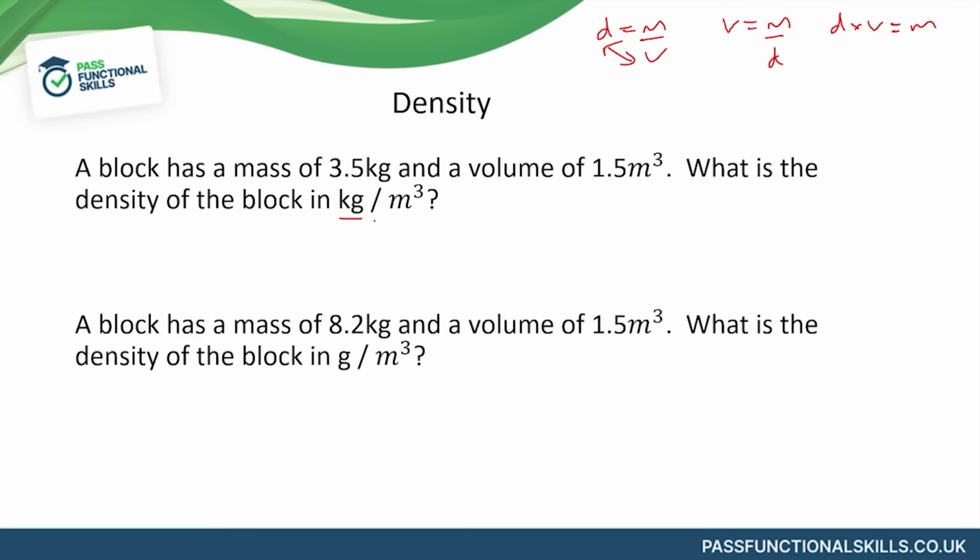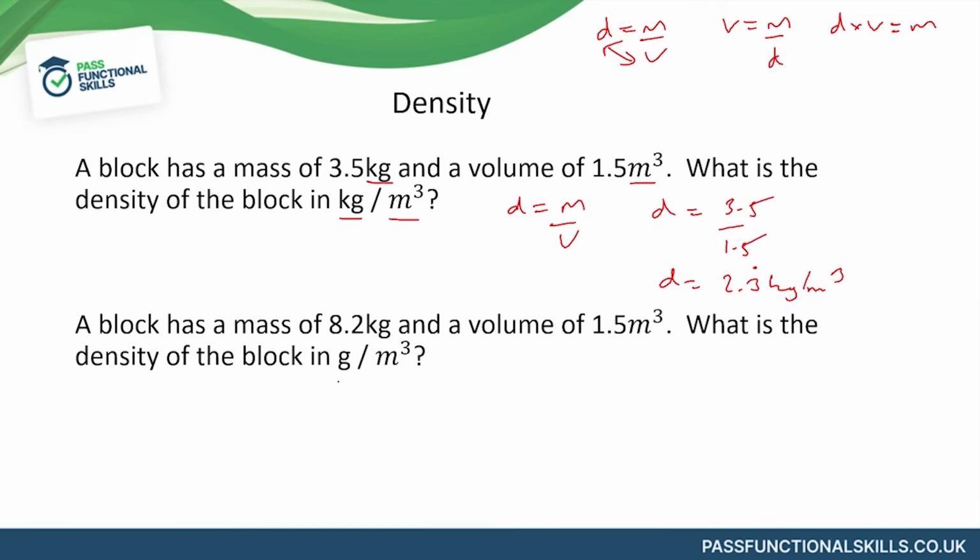If we want the density in kilos per cubic meter, we need the mass in kilos and the volume in cubic meters, which we do, so no problem at all. So density is the mass divided by the volume. So here the density is 3.5 divided by 1.5. So grab a calculator, 3.5 divided by 1.5, the density is 2.3 recurring kilos per cubic meter.